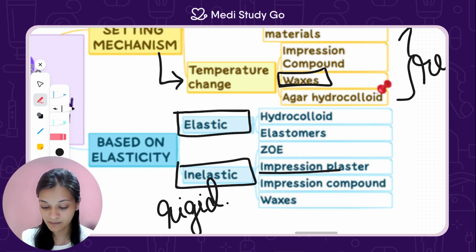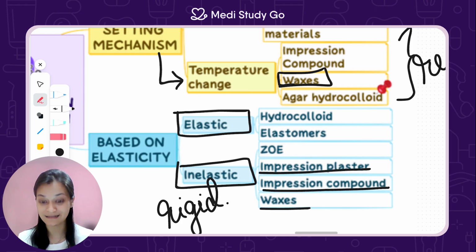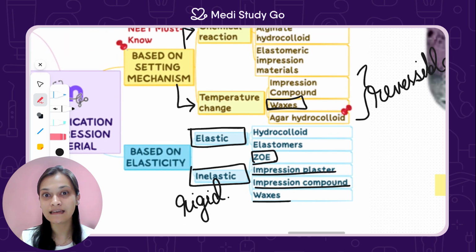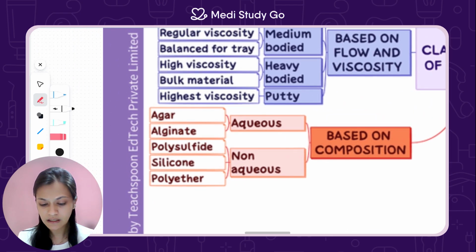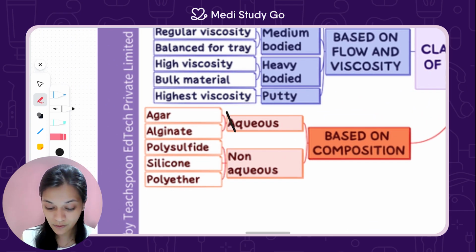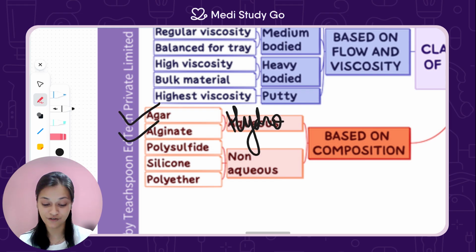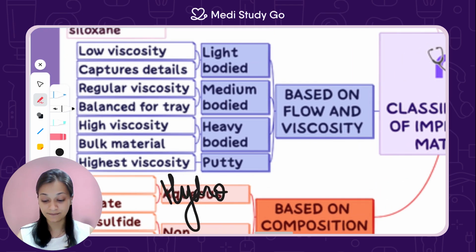So rigid material will be impression plaster, compound and waxes. And also zinc oxide, eugenol. But your elastic materials will be hydrocolloid, that is agar and alginate, and your rubber-based elastomers that are really elastic in nature. Talking about the composition. So hydrocolloid, what does that mean? Hydro, it's going to be aqueous in nature. So definitely it's agar and alginate, while non-aqueous will be your rubber-based material, that is polysulfide, silicone, ether, everything.